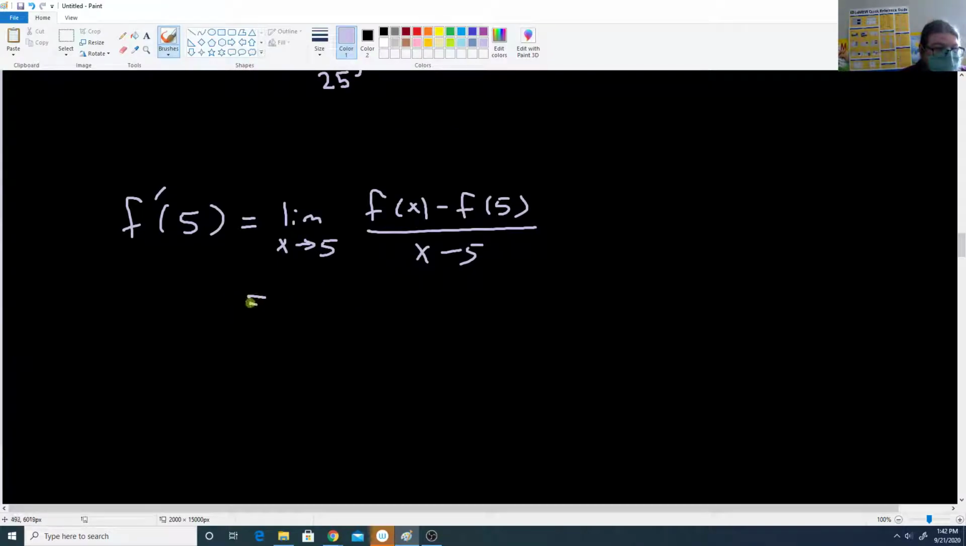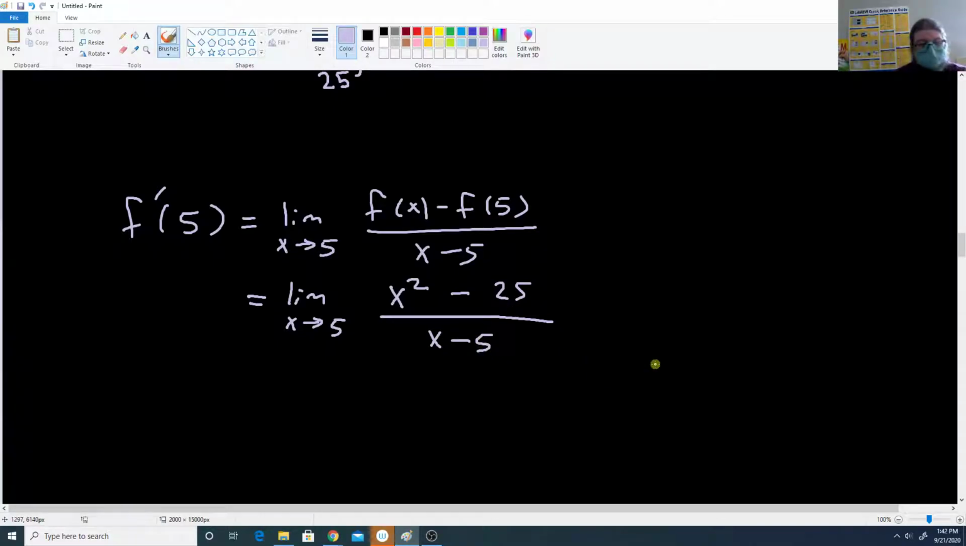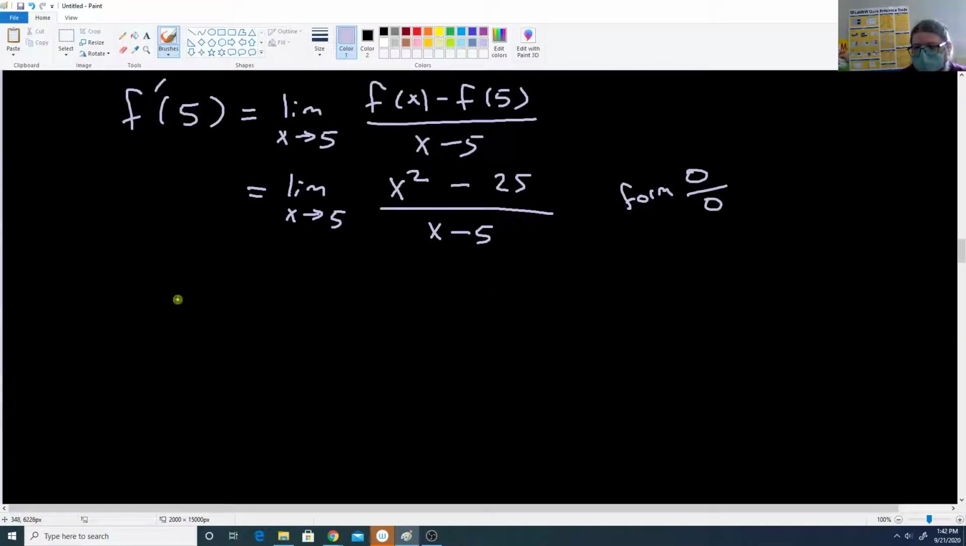So we're going to calculate this out. f of x is x squared, and f of 5 is 5 squared, which is 25, all over x minus 5. If we try to evaluate this by letting x get close to 5, we get 25 minus 25, which is 0 up top, and 5 minus 5, which is 0 down below. So we're in one of these forms of 0 over 0. And we were told, when that happens, see if you can algebraically clean it up. So we'll give that a shot.